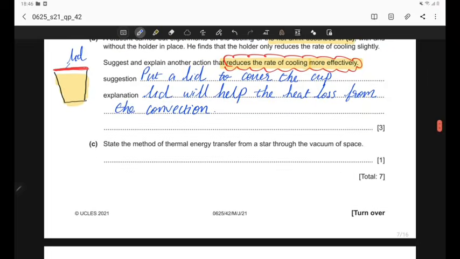Part C, state the method of thermal energy transfer from a star through the vacuum of space. So there are basically 3 methods for the thermal energy transfer. First one is conduction, second one is convection, and the third one is radiation.